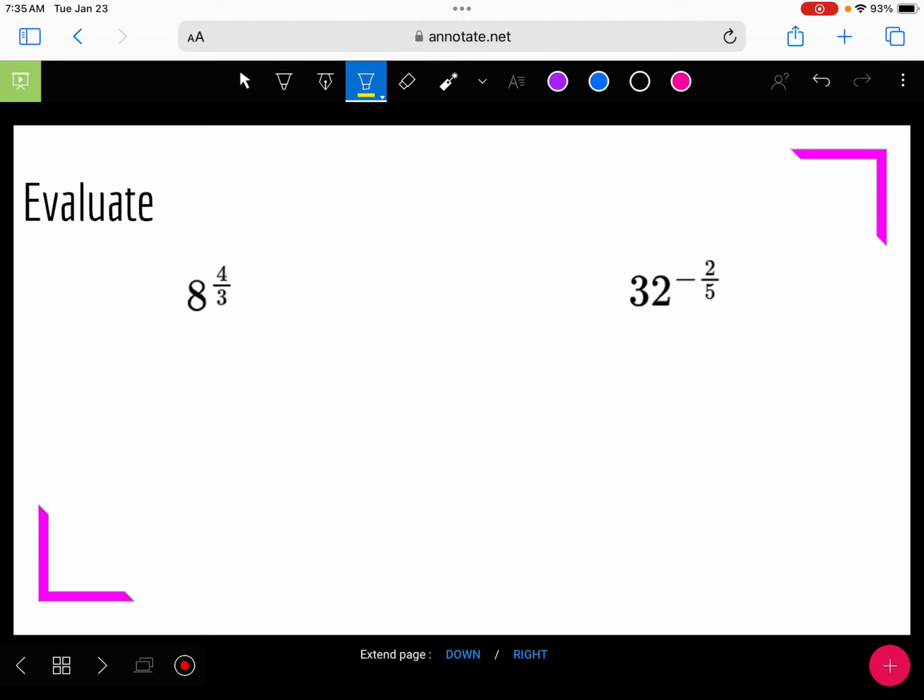Okay. It's not always just going to be letters in there. Sometimes we're going to have numbers. And we can set them up exactly the same way.